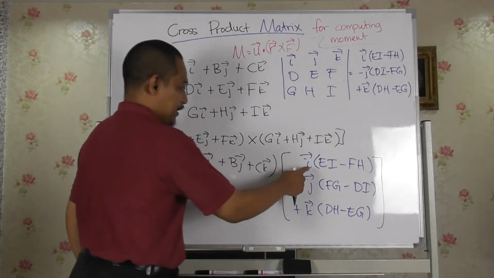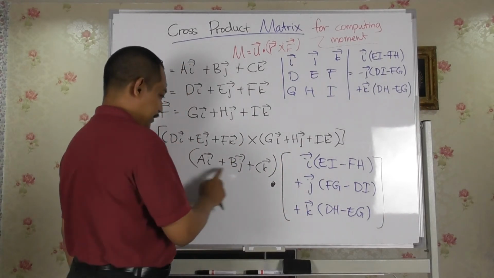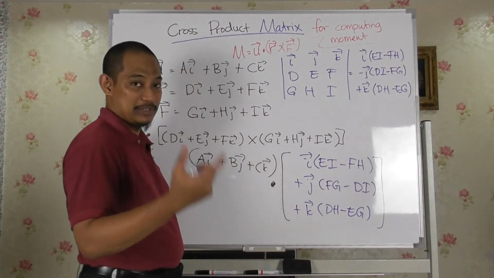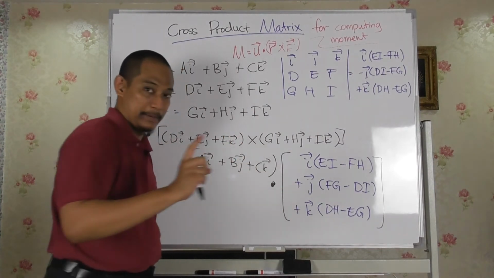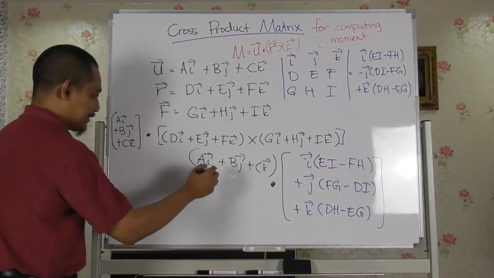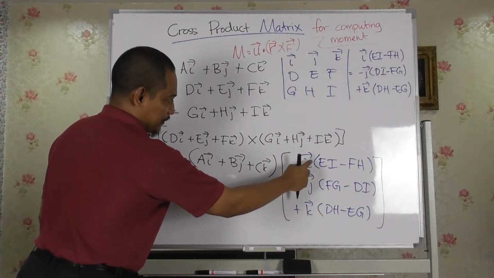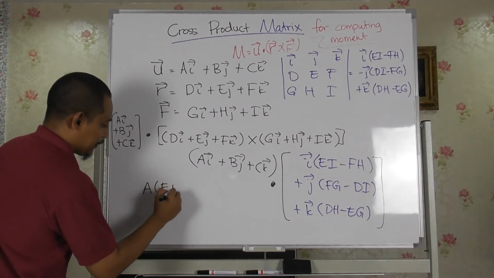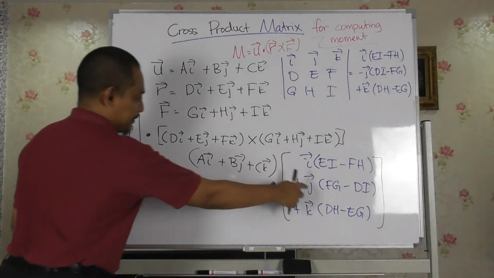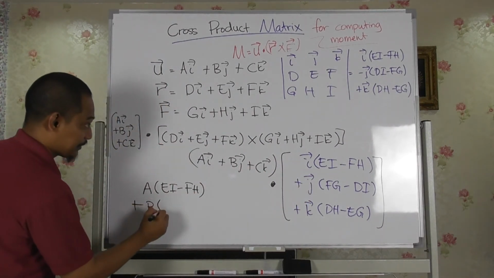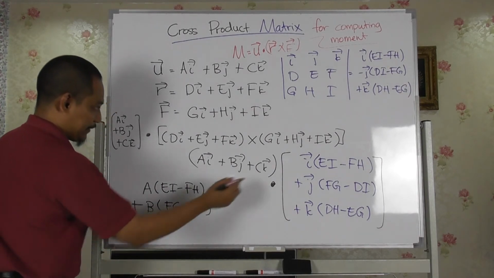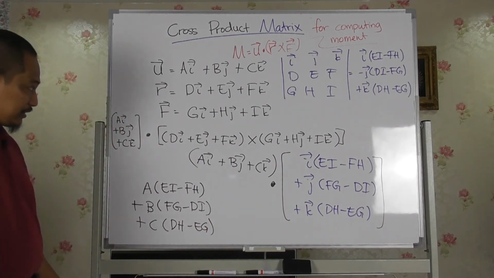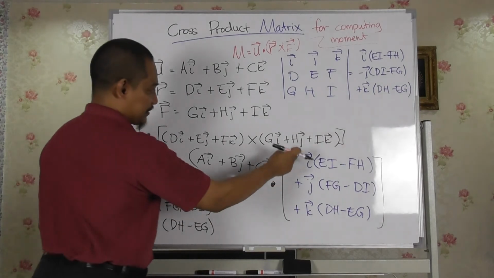And we know i dot i becomes 1, i dot j becomes 0, i dot k becomes 0, and so on. j dot i becomes 0, j dot j becomes 1, j dot k becomes 0, k dot i 0, k dot j 0, k dot k 1, right? So when you dot this, this portion with this will become 0, but with this becomes 1, meaning i and i become 1, but a is still a. So that's why you get a(ei minus fh). And then bj and j becomes just b, plus b(fg minus di). And then this one plus c(dh minus eg), right?